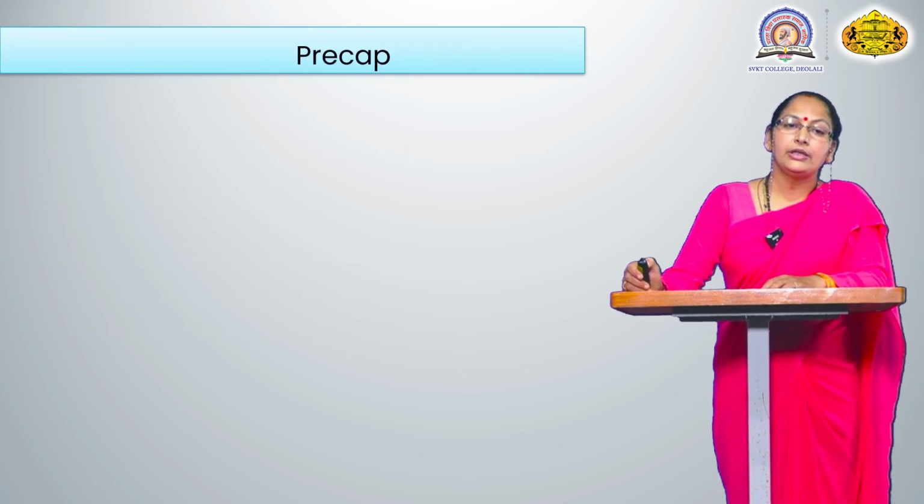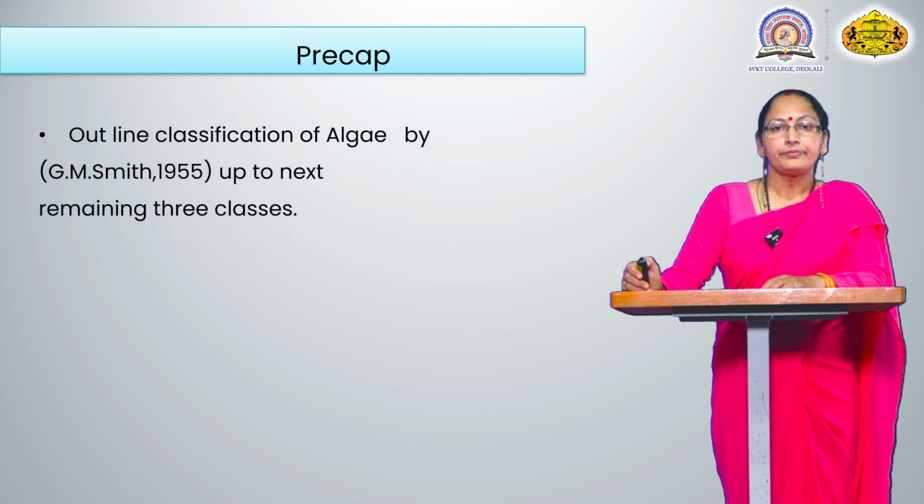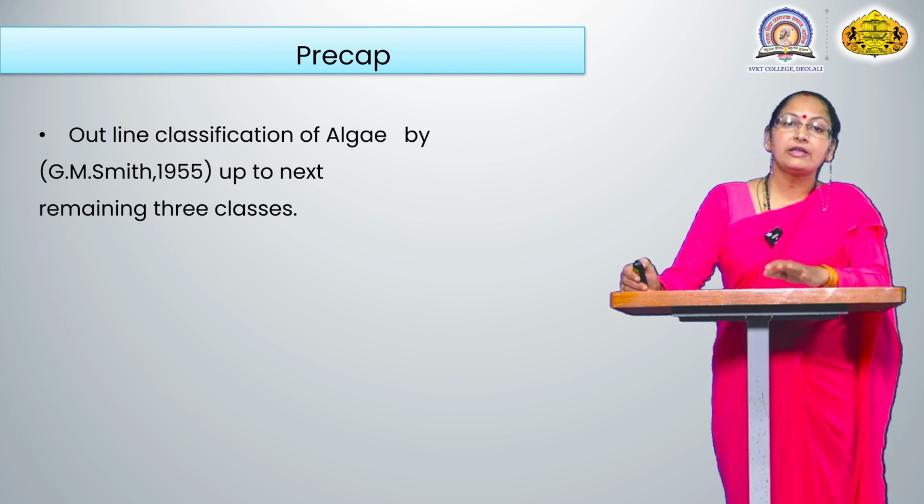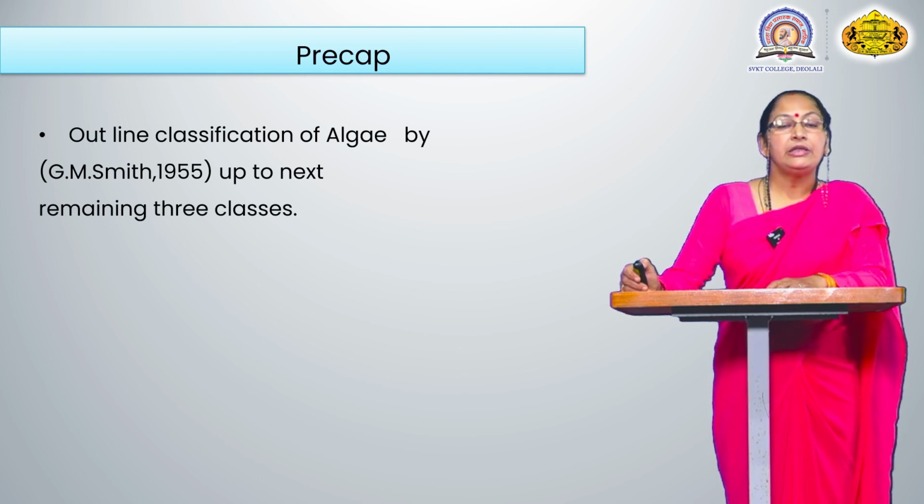Students, in the next lecture we will see the outline classification of algae by G.M. Smith, 1955. We will revise all seven classes, and then we will see the remaining three classes in the next lecture.